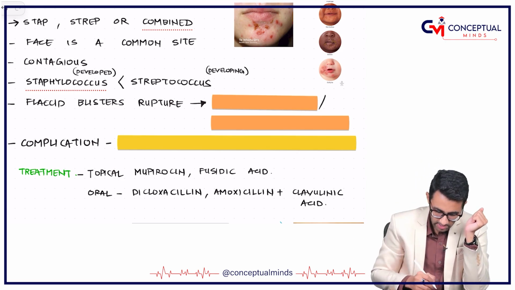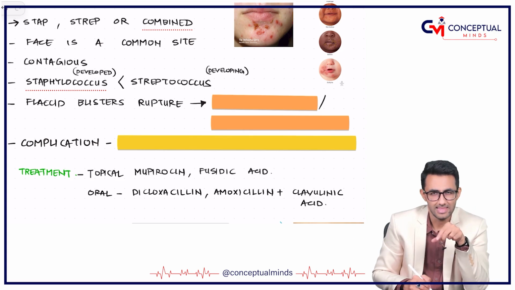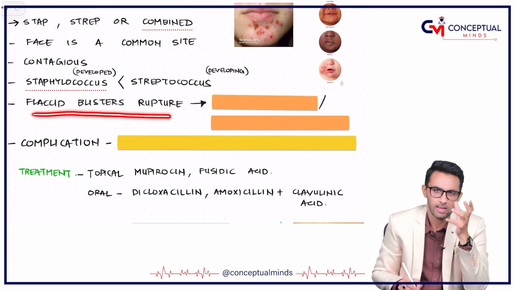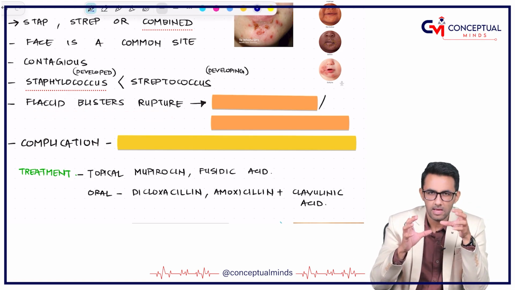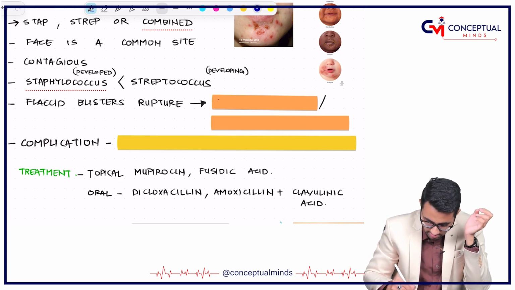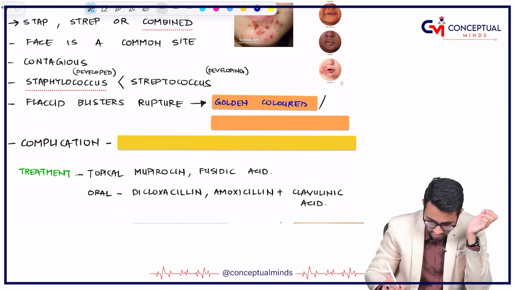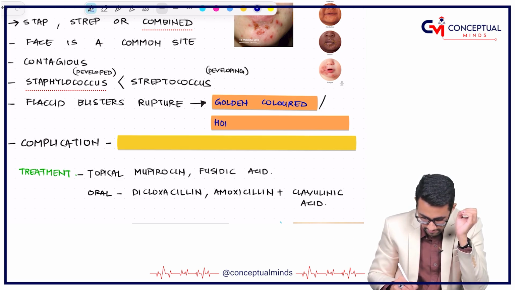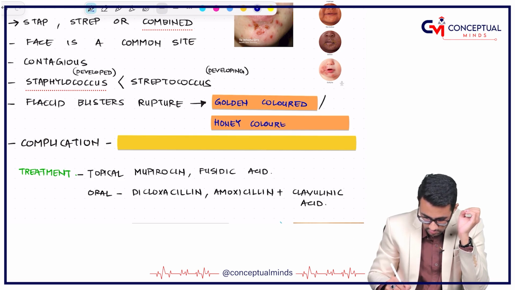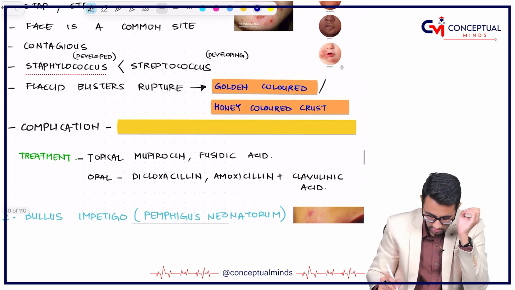That is the reason. Okay, so this is the most hot word in this topic, that is the flaccid blisters when they rupture, right? When they rupture, that is where the whole story changes. Yes, what do we find there is they become golden colored, right? They become golden colored. Okay, but what is the very hot word here? It is honey colored. Honey colored crust. Okay, all right, so that is one thing.